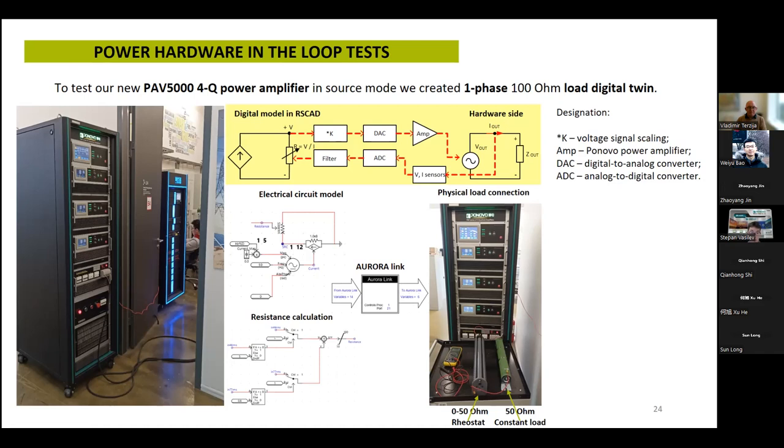The resistance of the virtual part changes in accordance with the position of the slider of the physical rheostat. In the virtual model, the amplifier output voltage is regulated and the physical measurements of voltage and current come back to the model. Then the resistance is calculated according to Ohm's law.